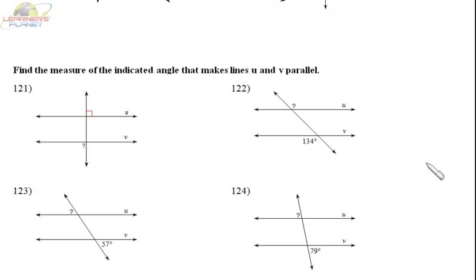Friends, in these questions, we have to find the measure of the unknown angle or missing angle that makes the lines U and V parallel. Okay, we know the basic concepts of angles. We have already discussed corresponding angles, alternate angles, interior angles and all that. So now let's begin this problem.